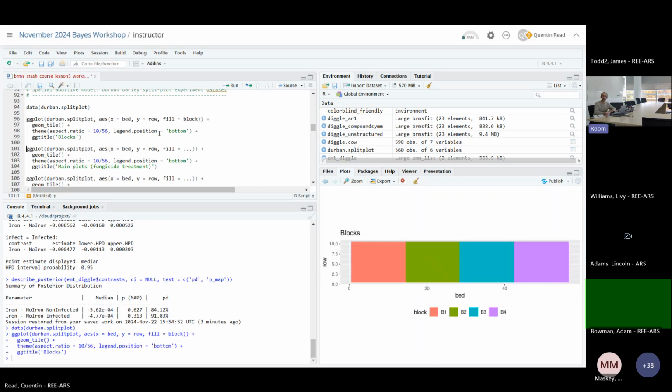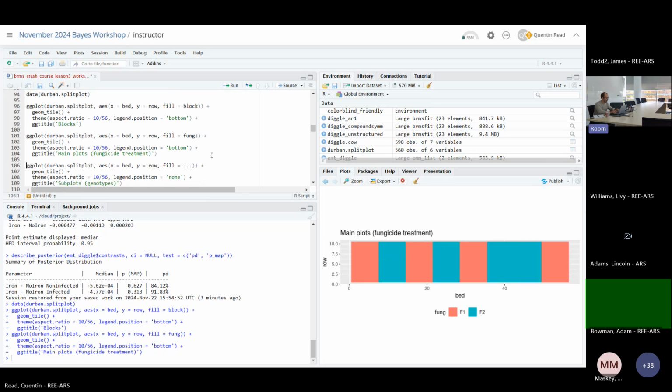So you can see there's 4 blocks, each of which has all the treatment combinations in it. They're in a long skinny line because that's how the field was shaped that they did the study in. Where are the fungicide treatments? We can look at that by looking at the fung column for each plot. They're called the main plots.